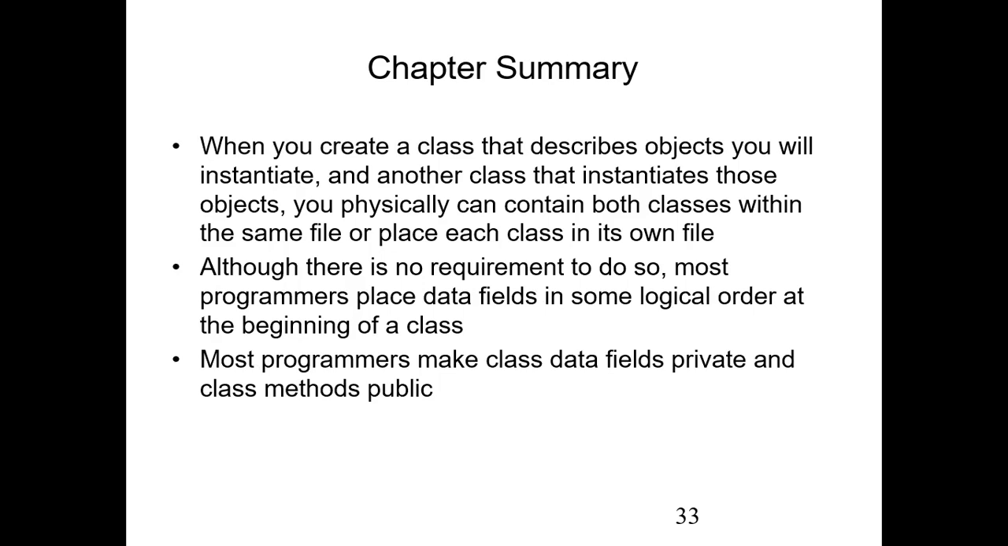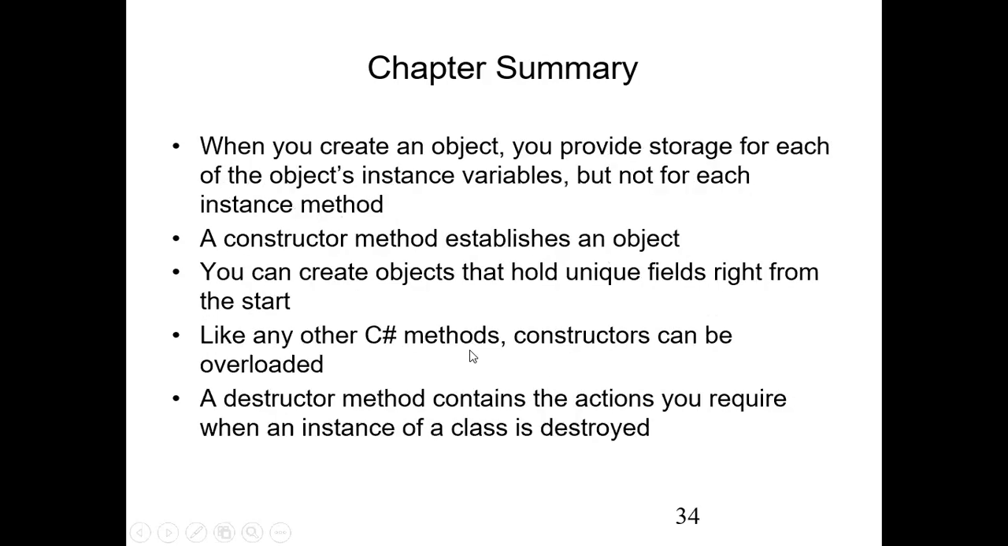When you create a class that describes objects, you need another class that instantiates those objects. In other words, you create a class with the main method and a class without the main method. The class with the main method is the one that will instantiate the objects, the one that will create the objects. Okay. So in short, that's that. Thank you.